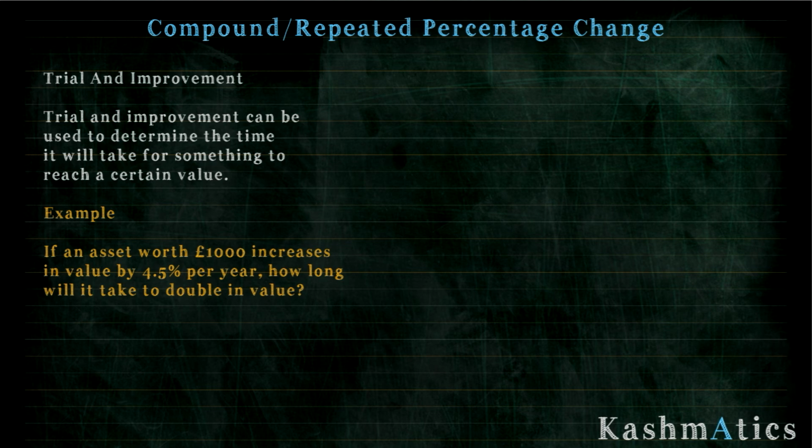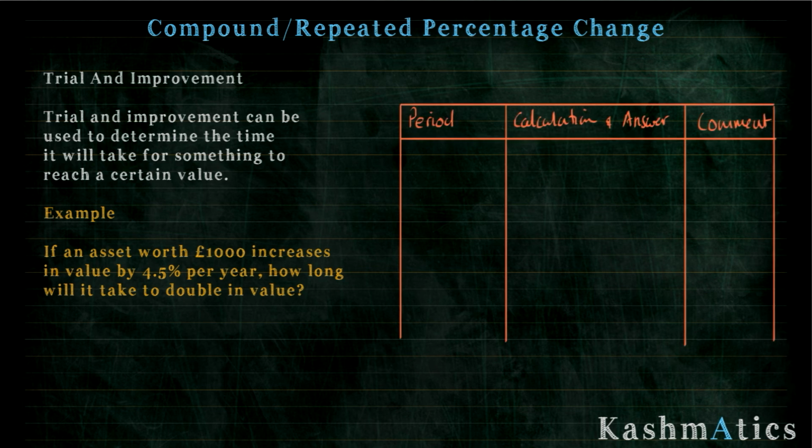So trial and improvement means just that. You try a value, see how you get on with it, and then improve on it to get closer to the answer you're looking for. And the first thing I do is draw myself a table. And with this question here, I need to work out what the multiplier is. So this is a 4.5% increase, because it's an asset that's increasing. So the multiplier is going to be 1.045. And in the columns over here, this is the period of investment, this is the calculation of the answer, and then a comment so I can keep track of where I am.